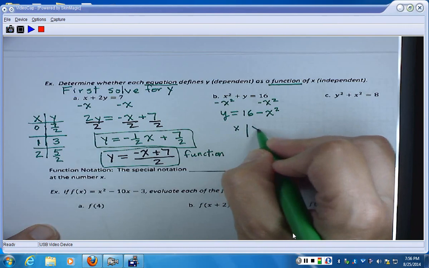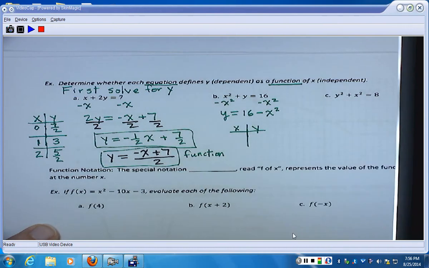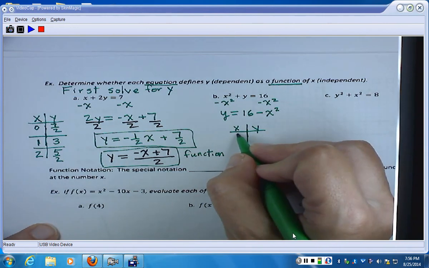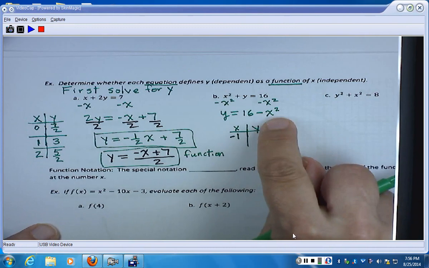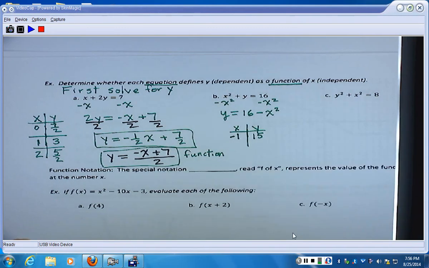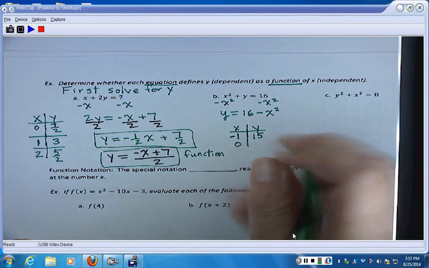Make an xy table and see when I plug in numbers for x, can I get 2 numbers here? So if I put in a negative 1 for x, what do I get? I square the negative 1, I get 1. I get 16 minus 1 is 15. This is that parabola we just did. Similar. If I put in 0 for x, what do I get? 16.